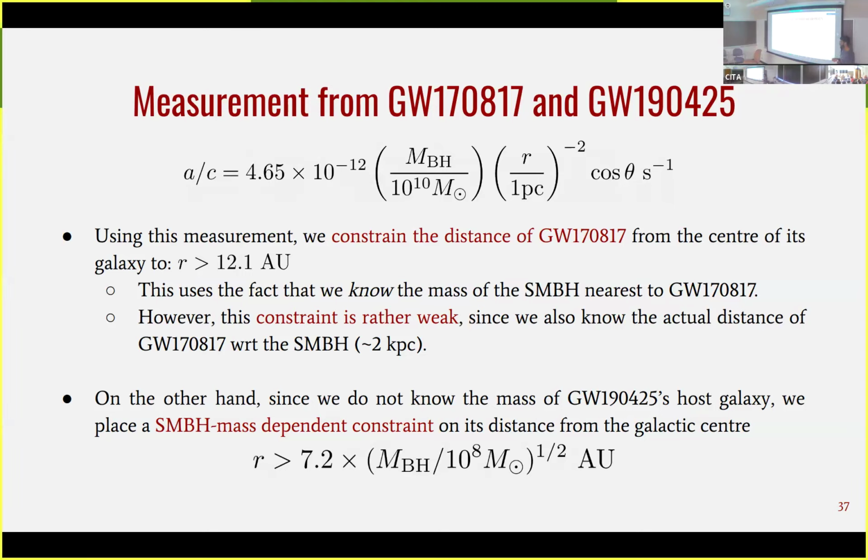This uses the fact that we know the mass of the supermassive black hole nearest to GW170817, and we know this because we localized it to the host galaxy. GW170817 had an electromagnetic counterpart, using which we could localize it and point to which host galaxy it came from. But this constraint is extremely weak, since we also know the precise location of GW170817 with respect to the SMBH in that galaxy, and it was roughly 2 kiloparsec away.